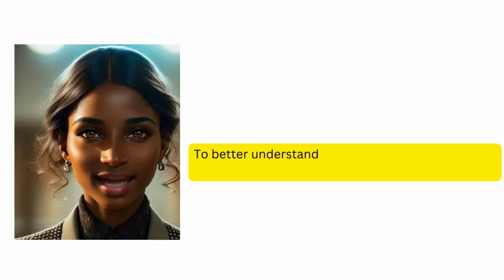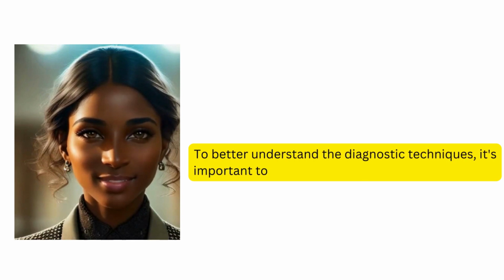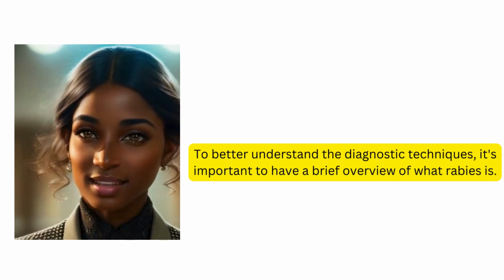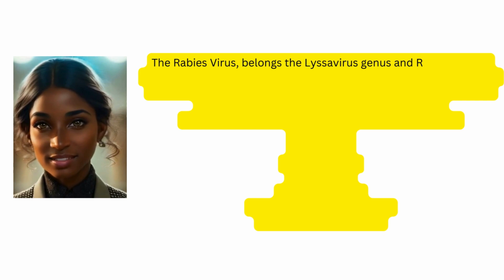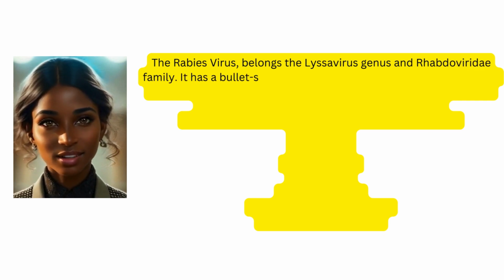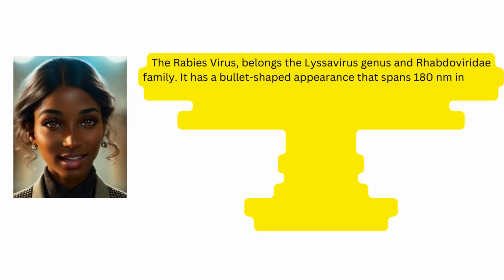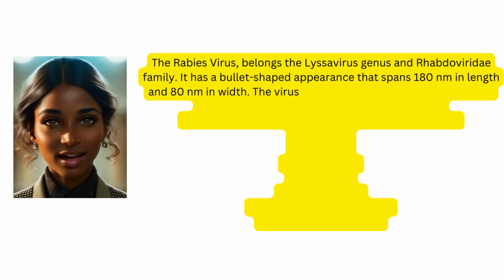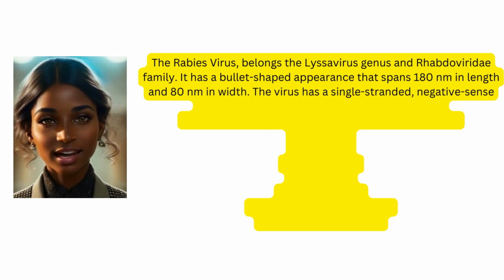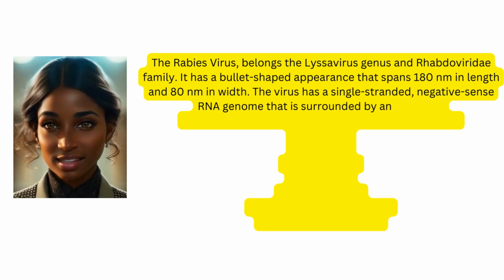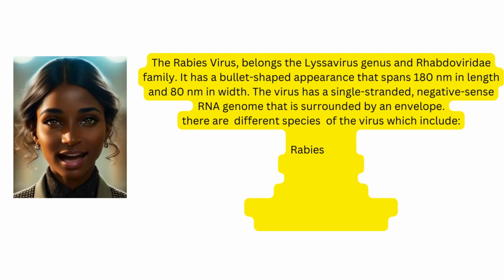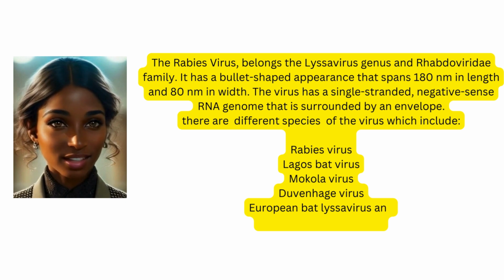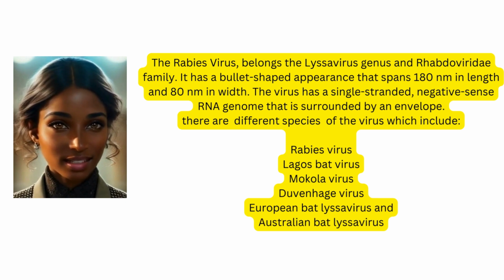To better understand the diagnostic techniques, it's important to have a brief overview of what rabies is. The rabies virus belongs to the Lyssavirus genus and Rhabdoviridae family. It has a bullet-shaped appearance that spans 180 nanometers in length and 80 nanometers in width. The virus has a single-stranded, negative-sense RNA genome that is surrounded by an envelope. There are different species of the virus, which include rabies virus, Lagos bat virus, Mokola virus, Duvenhage virus, European bat Lyssavirus, and the Australian bat Lyssavirus.